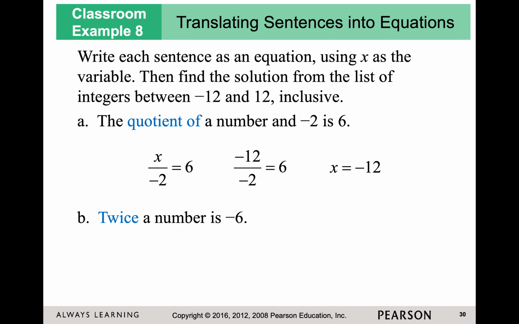So I have the quotient of a number being x, and negative 2 is 6. So equality is implied by that word is, or it could be given potentially, but is typically what we use. Twice a number, 2x from our multiplication table, is 6 equals negative 6. And that's the end of 1.5.